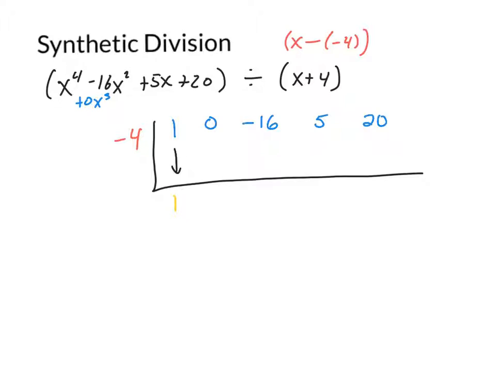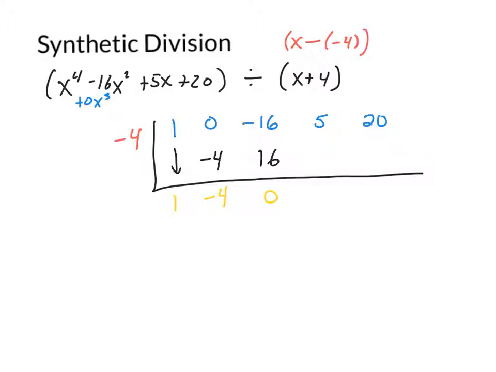And then negative 4 times 1 is negative 4. Then I add, so I add and then I get a negative 4 here. Negative 4 times negative 4 is positive 16, so I get a positive 16 here. When I add, negative 16 plus 16 is 0.